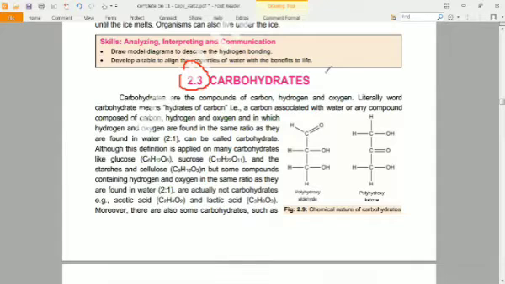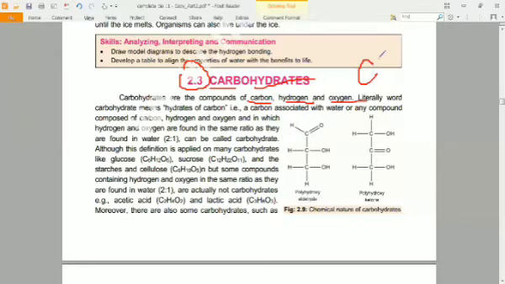So we know that carbohydrates are part of our food, and they are a source of energy. They are made up of carbon, hydrogen, and oxygen mainly, but they are also called hydrates of carbon. Hydrates of carbon means carbon is associated with water, or any compound composed of carbon, hydrogen, and oxygen in which hydrogen and oxygen are found in the same ratio.